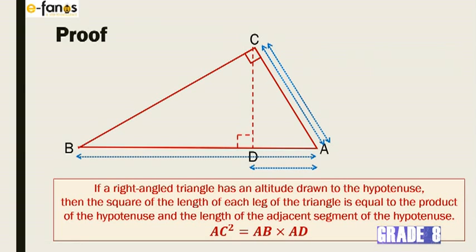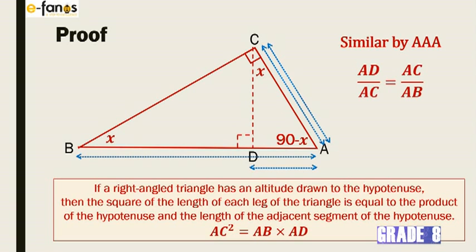We can prove Euclid's theorem using similar triangles. If we call this angle X, then when we look at the smaller triangle, this angle in the corner must be 90 minus X. If we then look at the whole triangle, the angle in the corner here must be X. So the two triangles are similar by the angle-angle-angle theorem. This means we can write a similarity statement. AD over AC equals AC over AB. And if we rearrange this, then AC squared equals AB times AD.